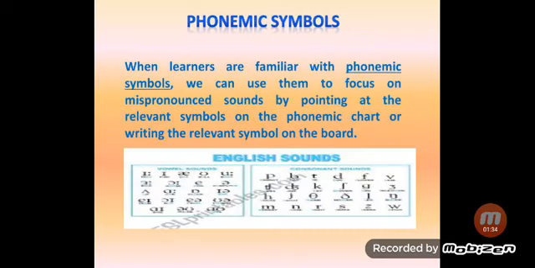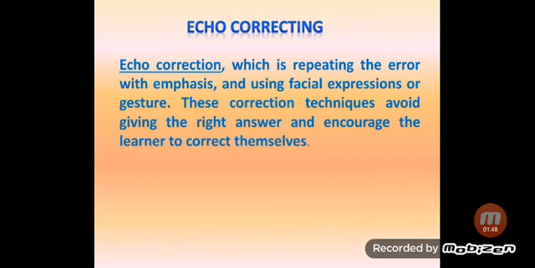Phonemic symbols. When learners are familiar with phonemic symbols, we can use them to focus on mispronounced sounds by pointing at the relevant symbols on the phonemic chart or writing the relevant symbol on the board. Echo-correction, which is repeating the error with emphasis and using facial expressions or gesture. These correction techniques avoid giving the right answer and encourage the learner to correct themselves.